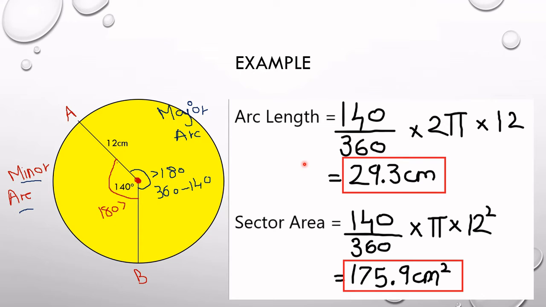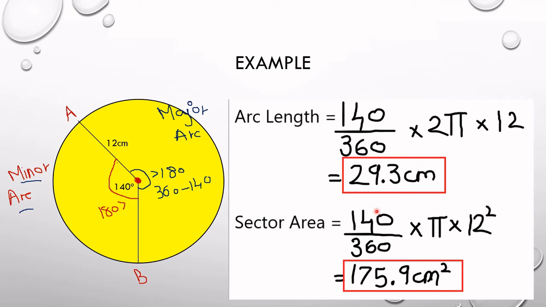It's an example for arc length, so you understand how to use the formula. The formula was theta upon 360 into 2 pi into r. R is the same as given to us, which gives 29.3 cm. And the sector area of the same AB is 140 upon 360 into pi r square, 12 square. So we get this as the answer. Don't forget the unit, centimeter square, over here.